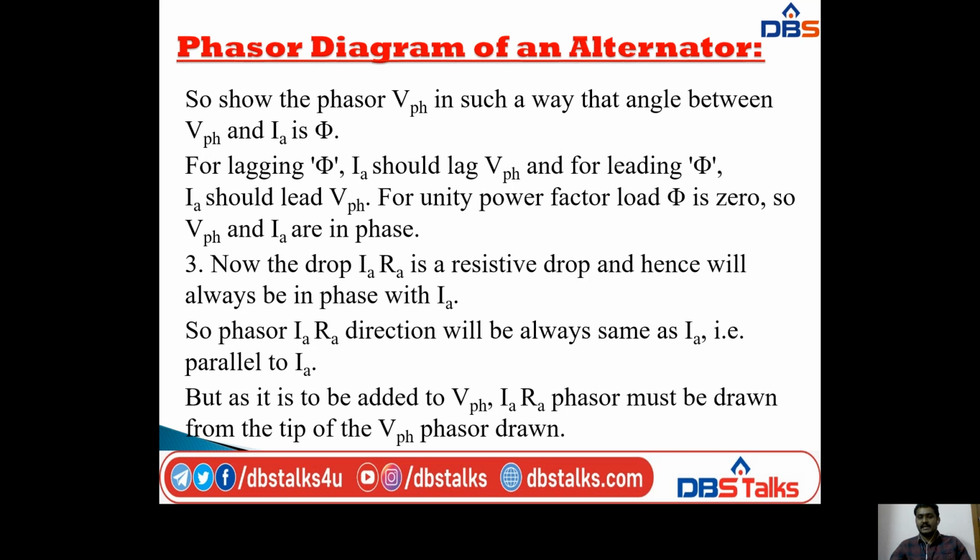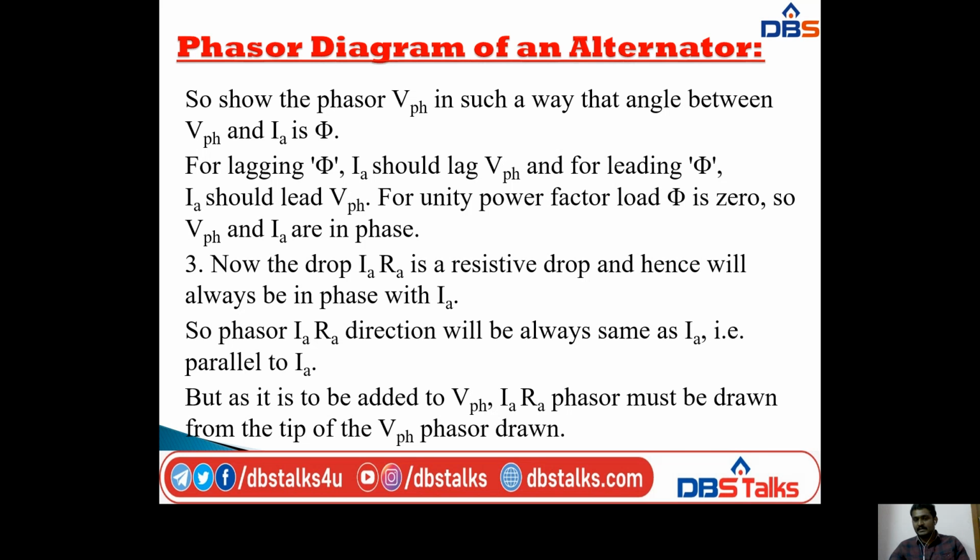Show the phasor V phase in such a way that the angle between V phase and IA is phi. For lagging power factor, cos phi, IA should lag V phase, and for leading power factor, IA should lead V phase. This is the difference between lagging and leading power factors. For lagging, IA lags V phase, and for leading, IA leads V phase.